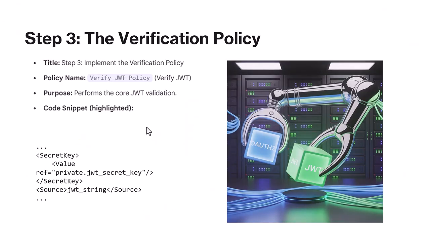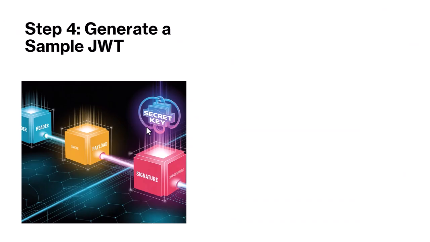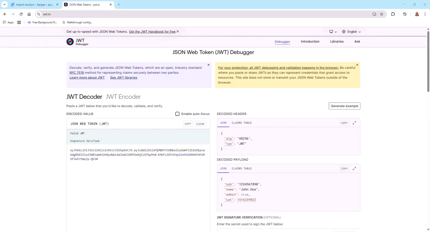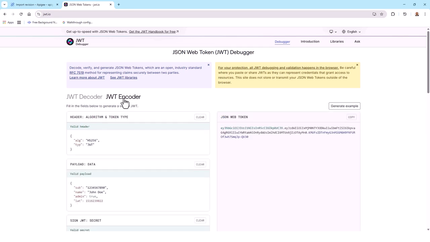Now let's see the next step, which is generate a sample JWT. Now it's time to test our work. First we'll go to the website jwt.io to create a sample token. Let's do this. Make sure I am on the encoder tab. By default it opens up the JWT decoder, which is the wrong one, so I have to switch over to the JWT encoder tab.